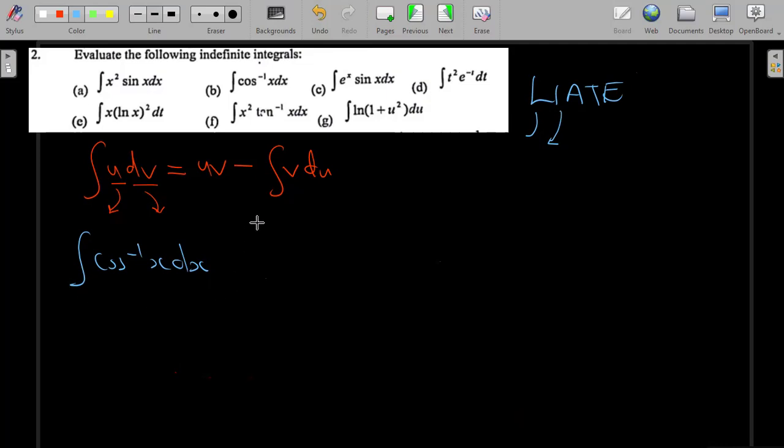So I let my u just be equal to cos inverse of x. Then your dv, of course, whatever remains there is going to be your dv. And you see that what has just remained is what?